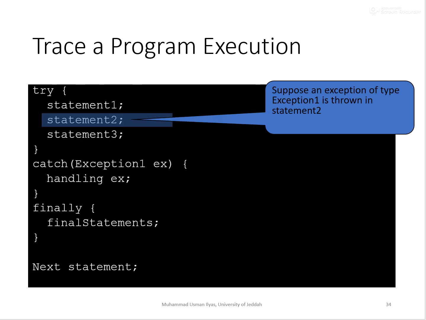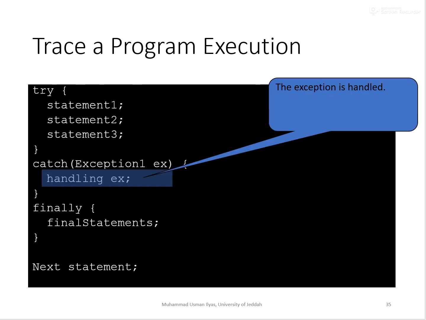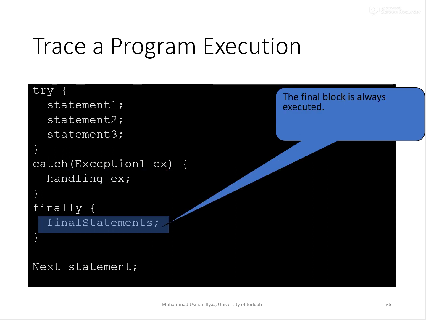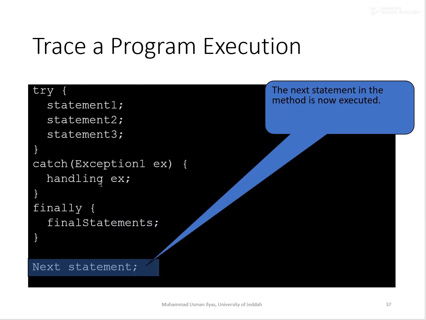Now, let's assume we have a number of statements in the try block, and one of the statements, let's say statement 2 over here, throws an exception. And that exception is caught in this catch block, and we handle that exception. And after the code in the catch block completes execution, we enter the finally block, and all statements in the finally block are executed. And when that is completed, execution continues with the statement following the finally block.